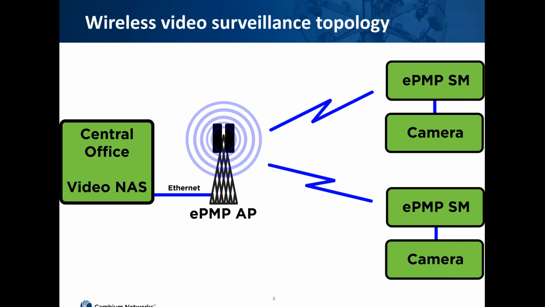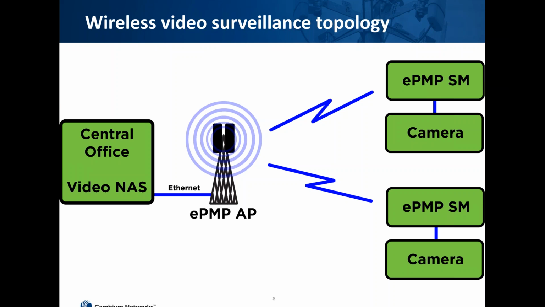So this is a really simplified topology of a wireless video surveillance system. You can see a central office, and that really could be anywhere. It's just easiest to have it physically co-located with the ePMP access points. You can just run a single Ethernet data cable down and plug it straight into the front of the NAS or into a switch, and distribute that through the building to get to the NAS. And then the ePMP AP wirelessly connects out to several ePMP SMs, which are connected via wired Ethernet to cameras co-located just below them.